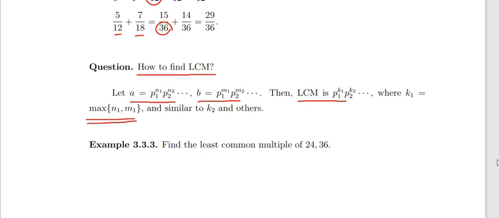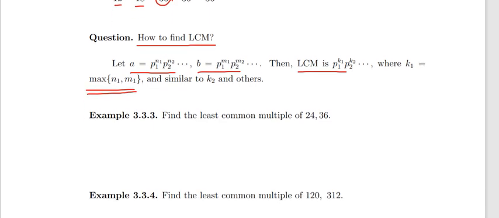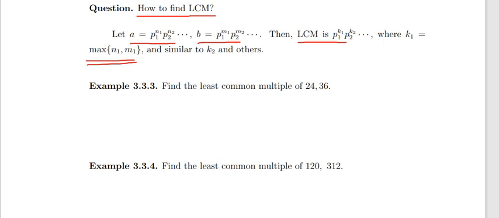So here, let's say greatest common divisor or largest common factor. We just pick the smaller exponent. Here we just pick the maximum, the largest one. So let's check this problem.